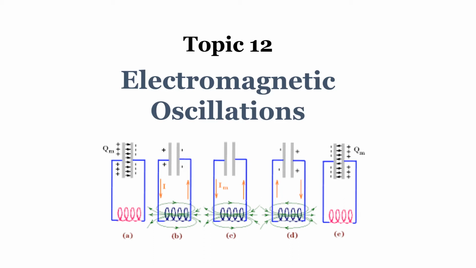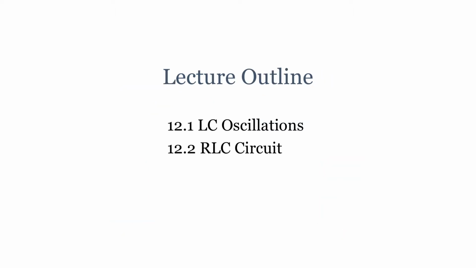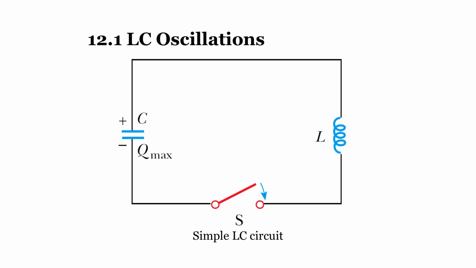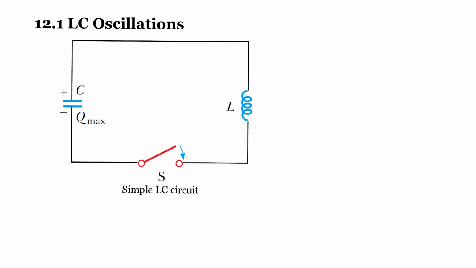So now we are in chapter 12, which is electromagnetic oscillations. We are going to discuss LC oscillations and also the RLC circuit. Let's proceed with the first one, which is LC oscillation. LC oscillation basically involves an inductor and a capacitor. Before this we discussed the LR circuit.